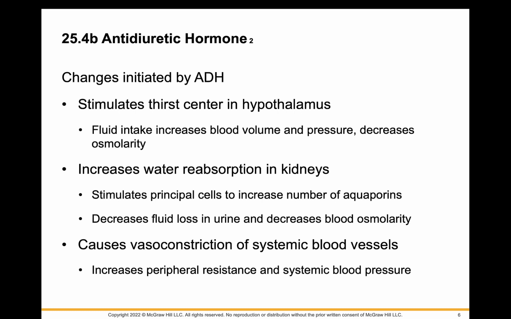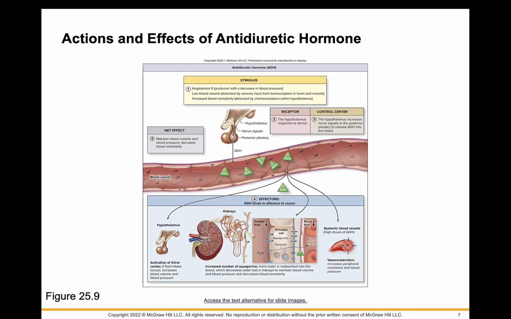As noted, it also will cause vasoconstriction, but not as potent a vasoconstrictor as angiotensin II. Here we see basically the stimuli for the release of ADH: low blood volume, and also an increased plasma solute concentration. And remember, that's the primary impact. The receptors and control center reside within the hypothalamus.